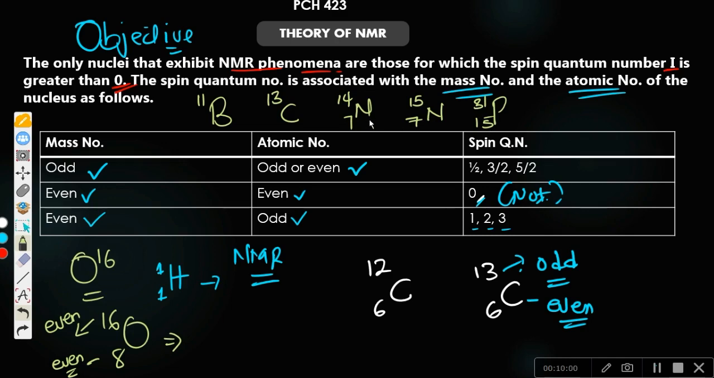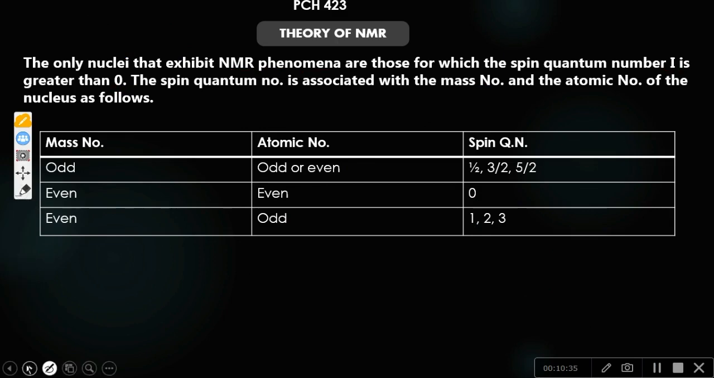These all can actually undergo NMR spectrum. Now, what do you think will be the difference between the spin quantum number for each of these? For these two, the mass number is odd and the atomic number is even. So it will have values like 1/2, 3/2, or 5/2 as the spin quantum number. For this one, the mass number is even, atomic number is odd. So you should be expecting it to have 1, 2, 3 spin quantum number. Now, that is that.